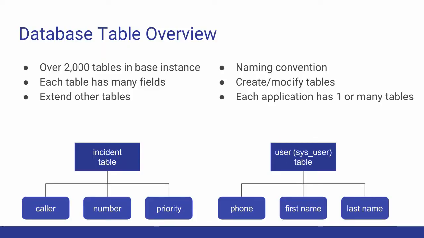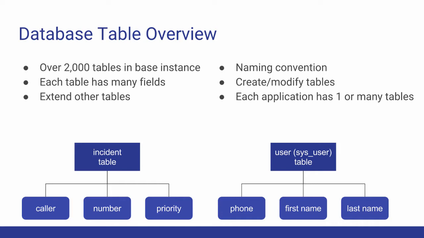We'll start by giving an overview of database tables. Each ServiceNow instance has over 2,000 out-of-the-box tables. The majority of these tables relate directly to the applications inside of ServiceNow. Each application has one or more tables. For example, there is an incident table for the incident application, and there are hundreds of CMDB tables for the CMDB application.